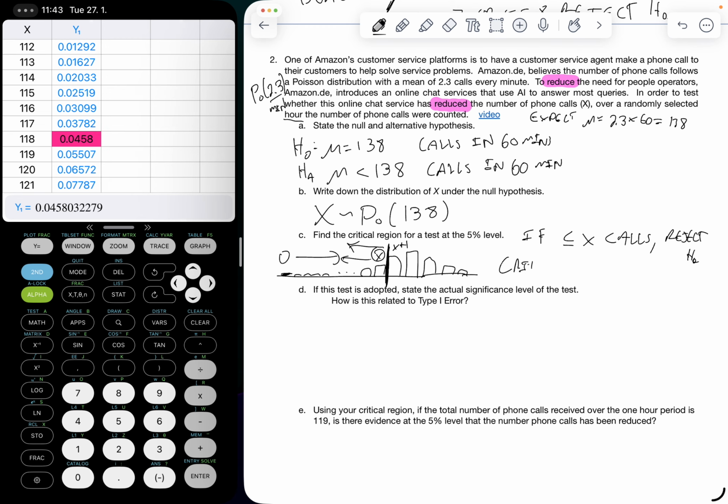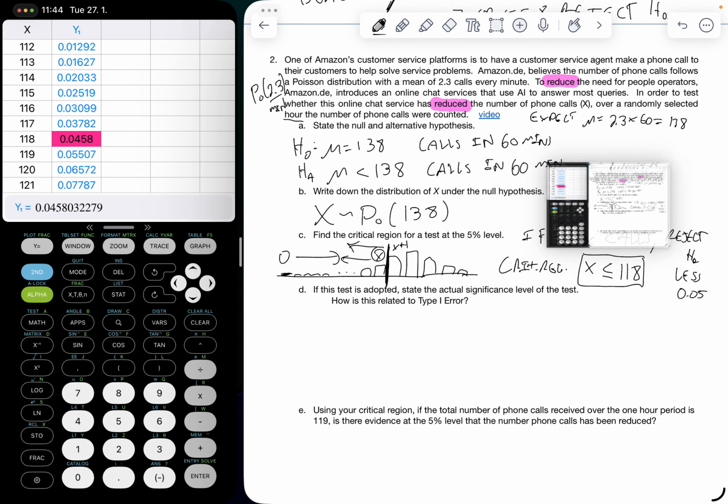So the critical region will be if the number of calls that I get is less than or equal to 118. If I get 118 or fewer calls, that means that I have truly lowered the average, gotten less than 138, and that's because we got that point under 0.05. We want this to be less than 0.05, and 118 gave us that 0.0458. I'm going to take a quick screenshot of that so we can keep it.